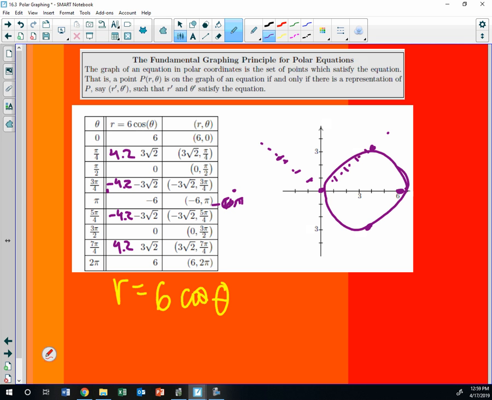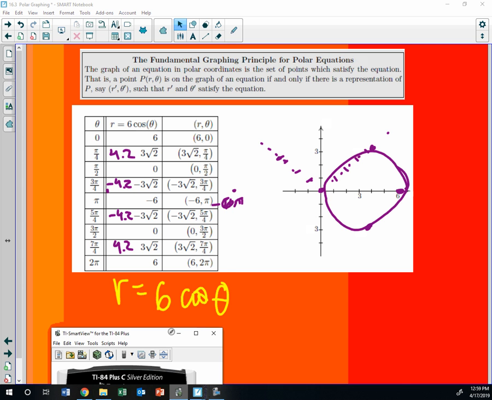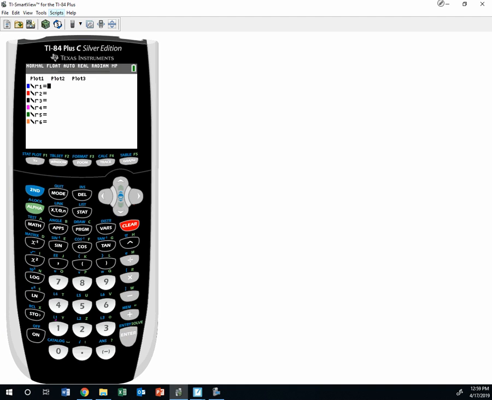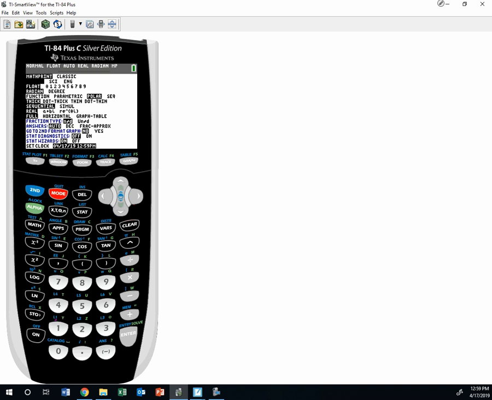So I'm going to ask you to plot 4 points, and then do your best to sketch it, but you might not have enough information to sketch it well, so we're going to learn how to do the calculator next. Take out your calculator and hit mode.